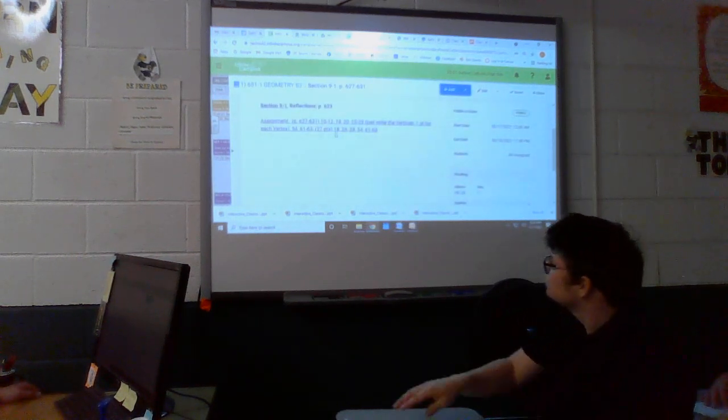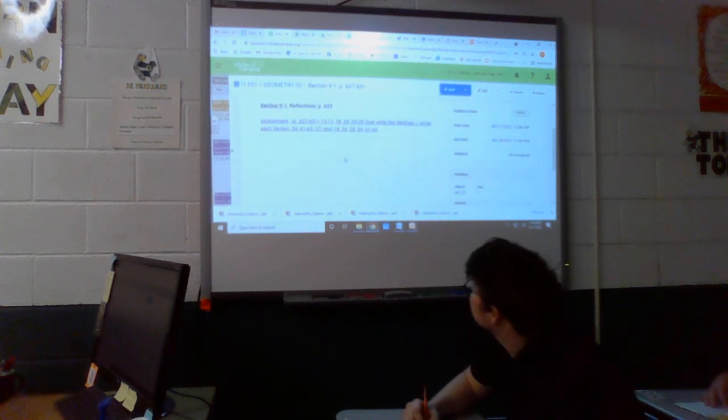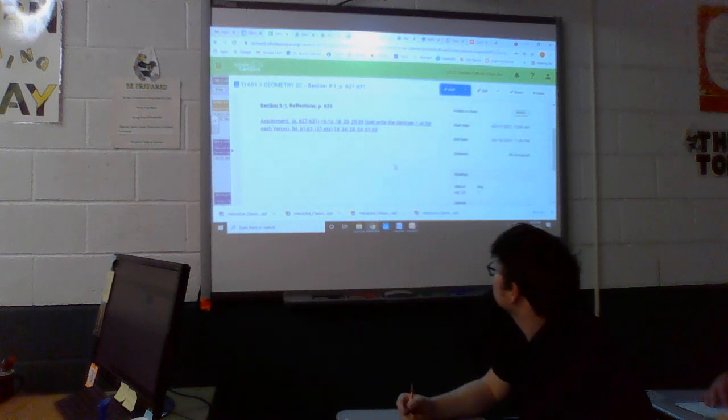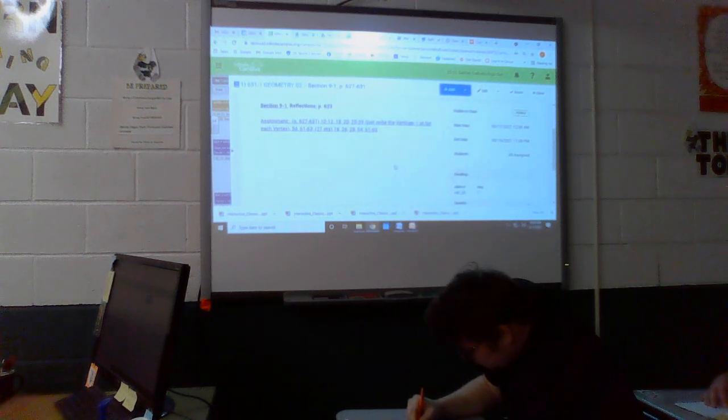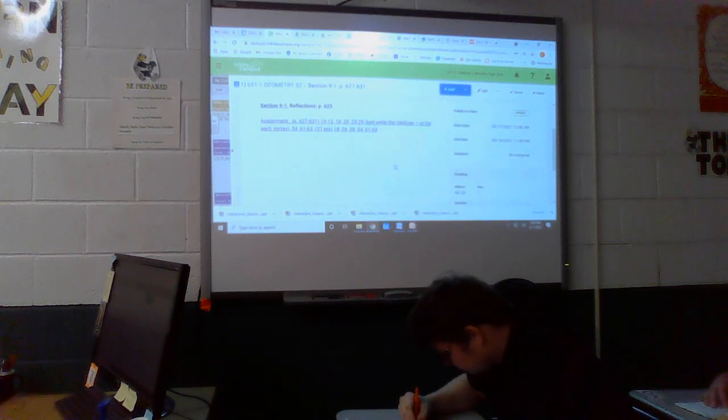Can you see that? Those would be the ones that you gotta do. And again, see where it says in the directions, just write the vertices? So just write the vertices of the new shape, you don't have to graph them. Even if it says graph it in the book.